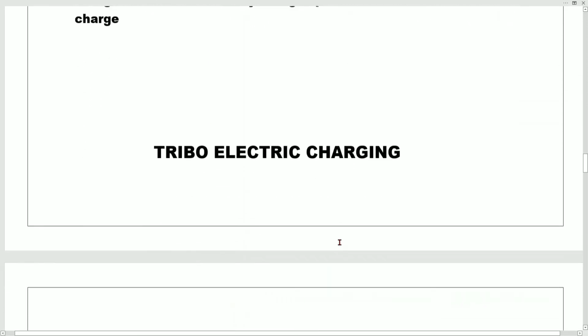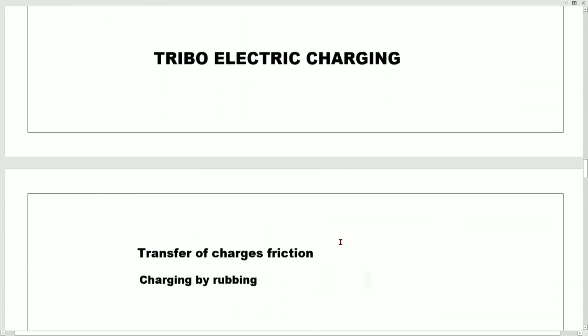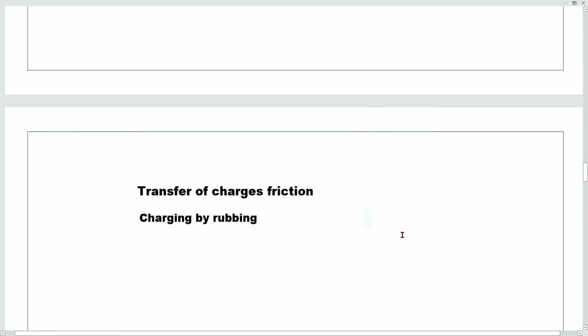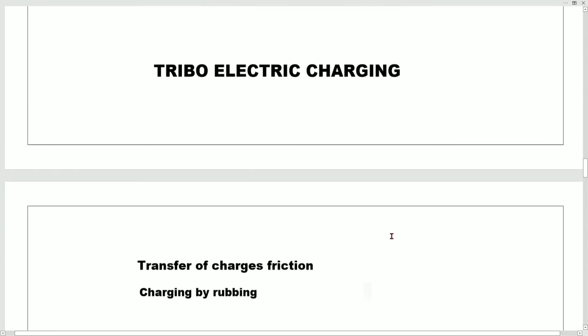Students, we learned that when an object is rubbed with another object, some amount of charges is transferred from one object to another due to friction between them, and the object is said to be electrically charged. Therefore, charging of objects through rubbing is called triboelectric charging, or in other words, we can say charging by rubbing of two materials.